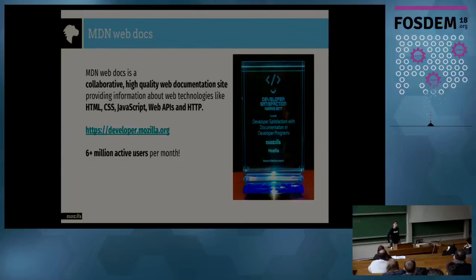Good? All right. So MDN is a documentation site where a few tech writers and a large community tries to document the web. And that means we are writing about HTML, CSS, JavaScript, HTTP, and basically all the technologies that the browser runs. And we do this in a wiki form on developer.mozilla.org.